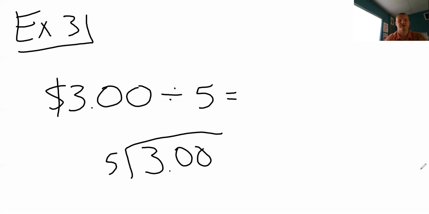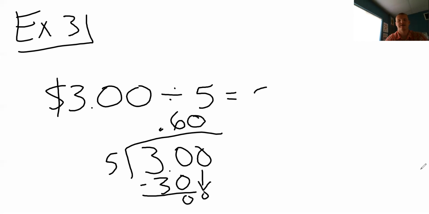So 5 goes into, I'm going to add my decimal point right here. 5 goes into 30 how many times, Brady? Yeah, 6 times, yep. 5 times 6 is 30. And then I just have 0, so that leaves me with a 0. So that means I have 60 cents.